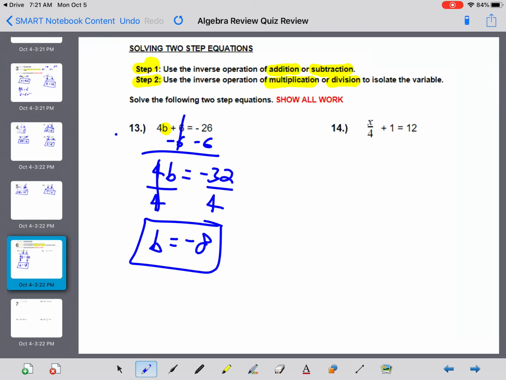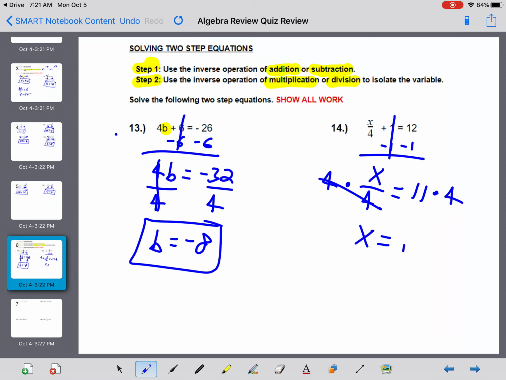Number 14, step 1 says add or subtract. I see plus 1. We're going to subtract it from both sides. 1's cancel. X over 4 equals 11. Step 2 is either multiply or divide. Well, x is being divided by 4, so we're going to multiply by 4 on both sides. X equals 44.